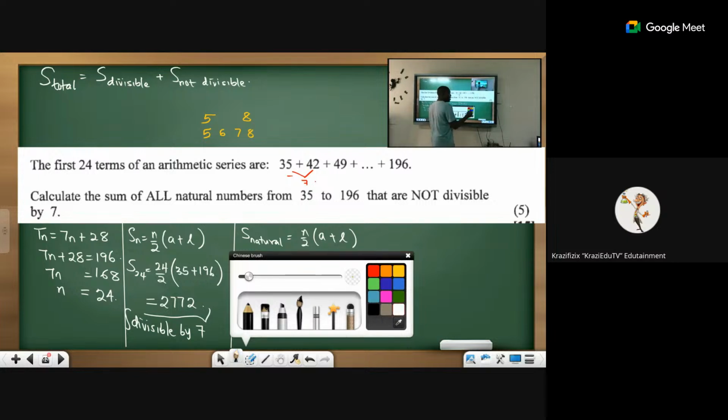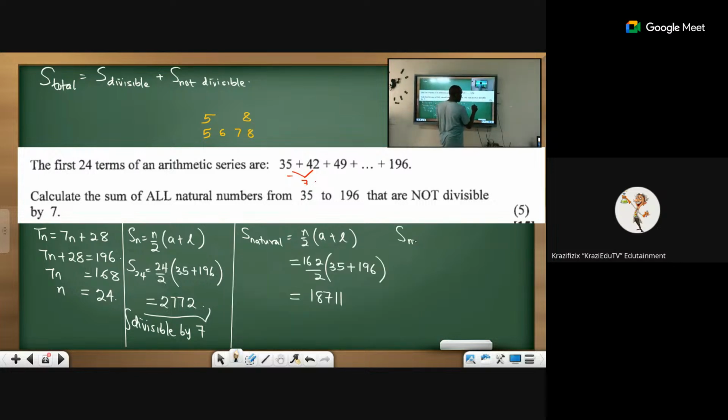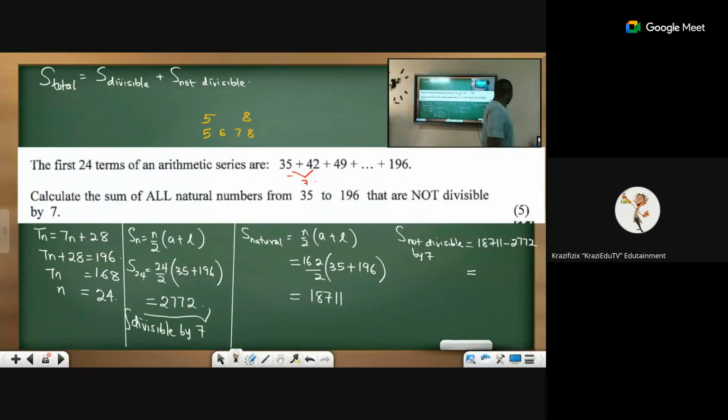All right, sum of numbers not divisible by 7. What will it be? 18711 minus 2772. Huh? No, it can't. It's 18,000. It's 15939. Thank you. Answers are coming in. 15939.